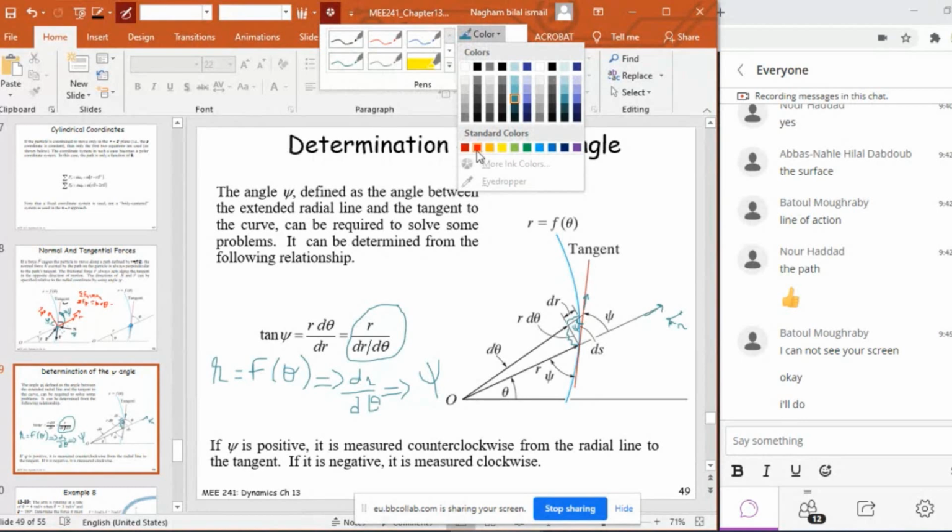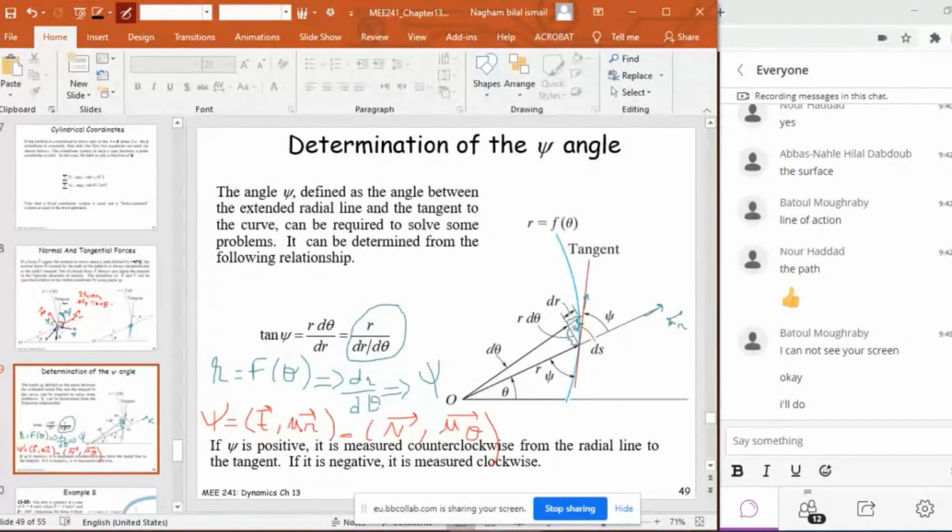So I'm going to repeat, guys. If I know r in terms of theta, I can find dr over d theta, I can find r over dr over d theta, I can find tangent psi, I can find psi, and psi will be the angle between the normal force to this path and U theta. Okay? Clear? Now, what if I don't know r in terms of theta and I need this angle?